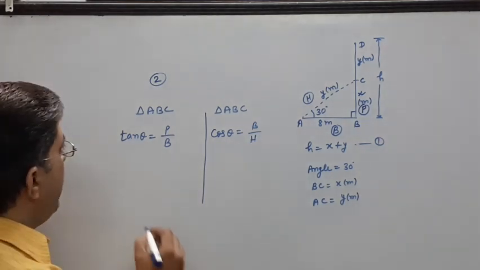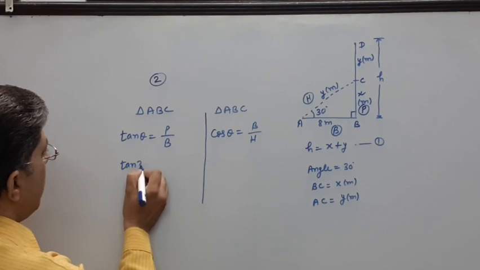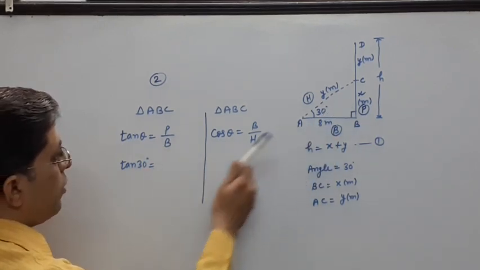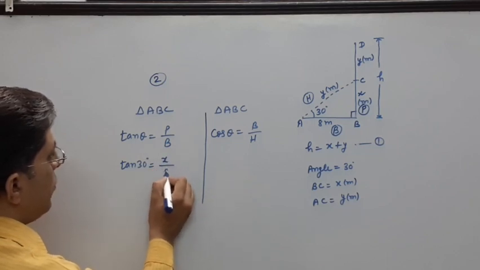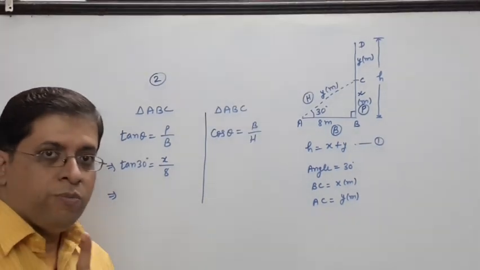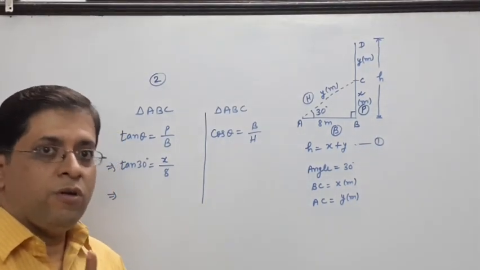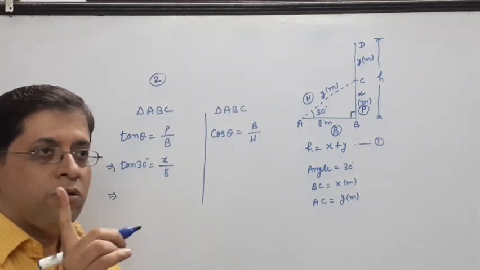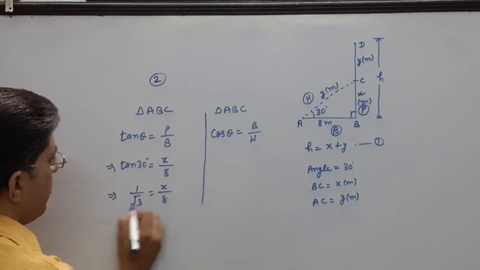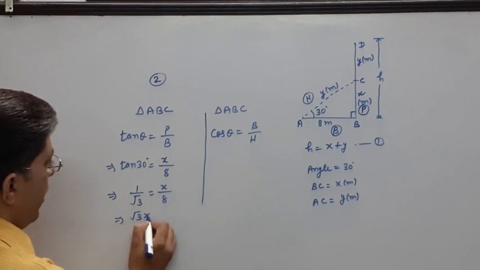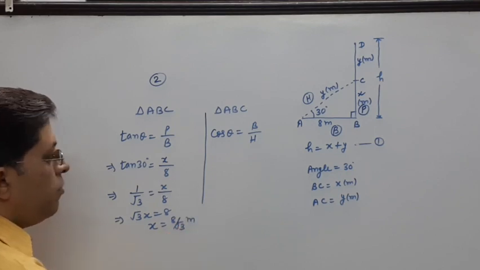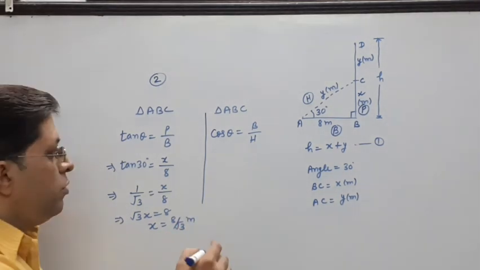The angle is given clearly, so tan 30 degrees. Perpendicular is x, and base is 8. And what is tan 30, that you all know? That is 1 upon root 3. So root 3x is equal to 8, and x will be 8 upon root 3 meters. Okay, come to the next.